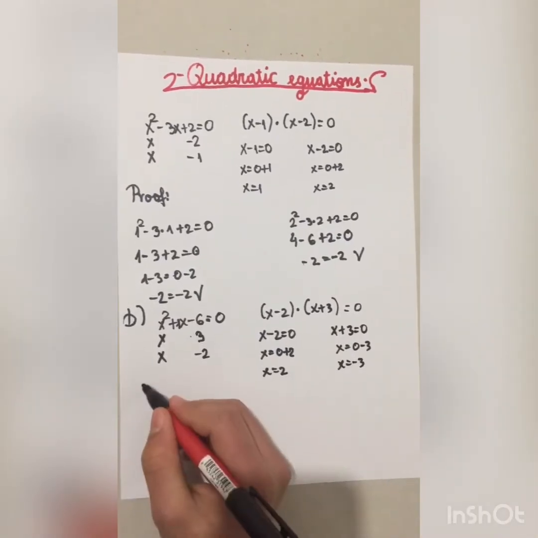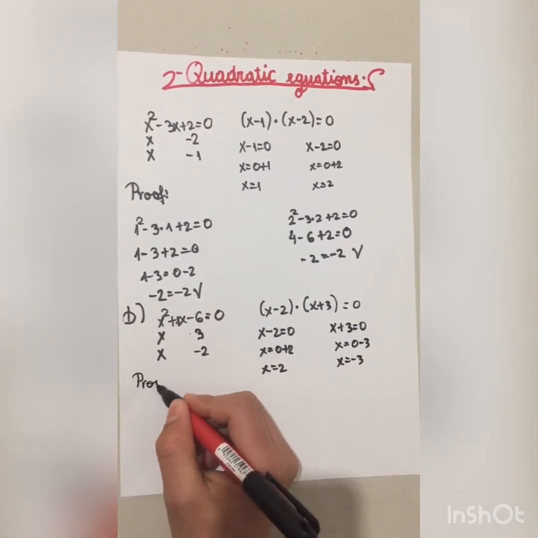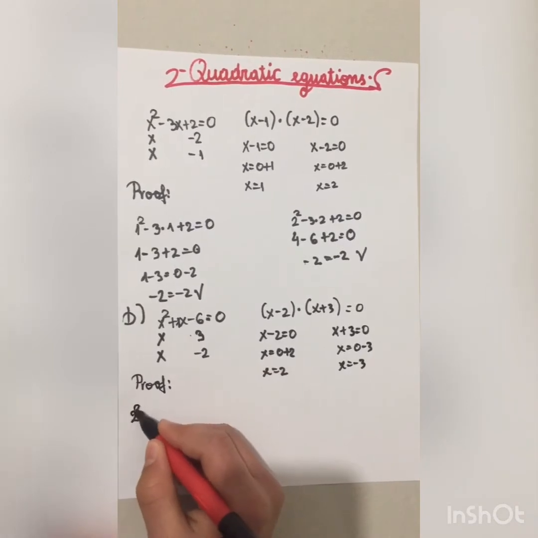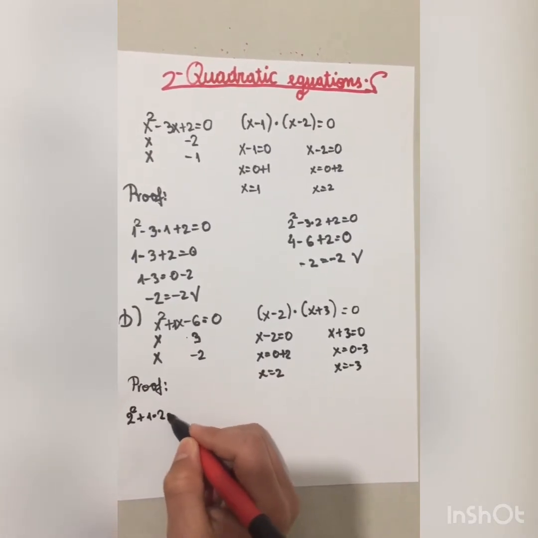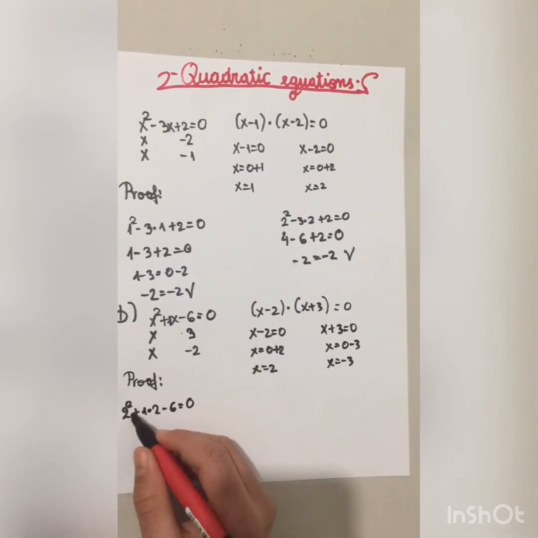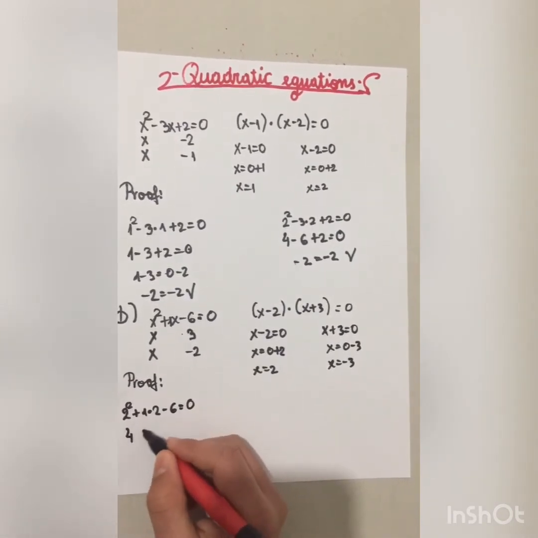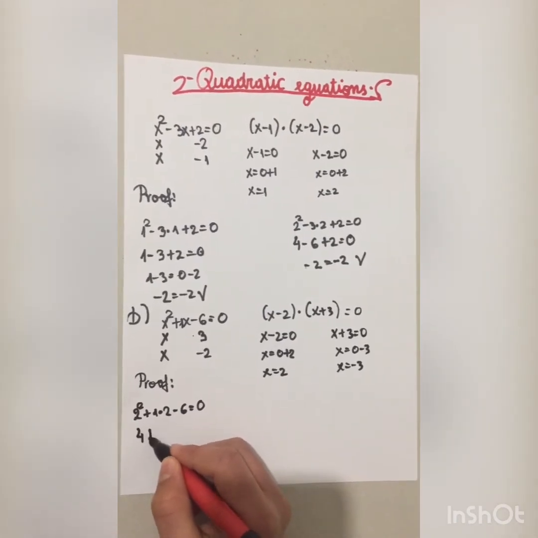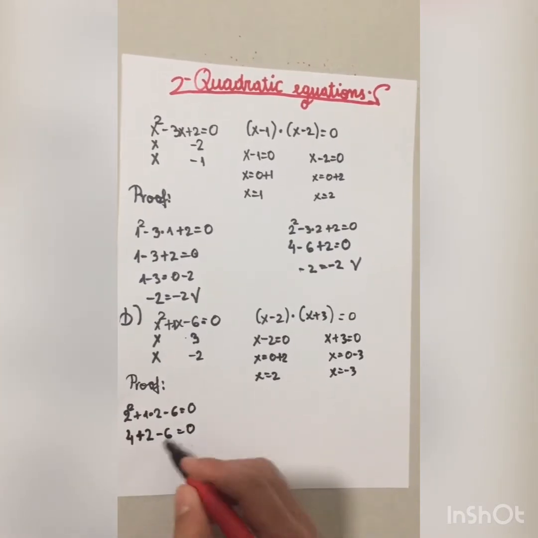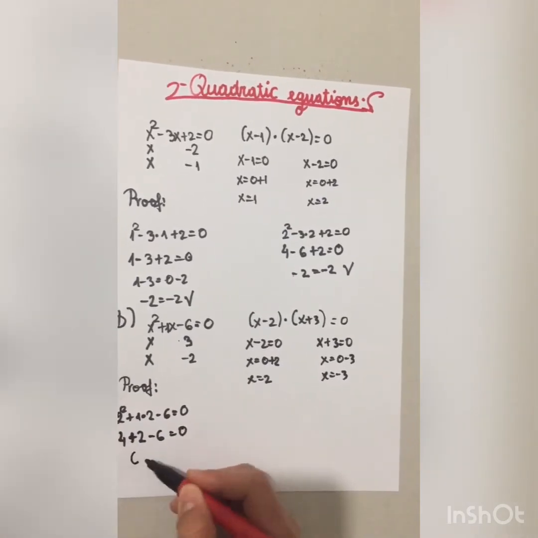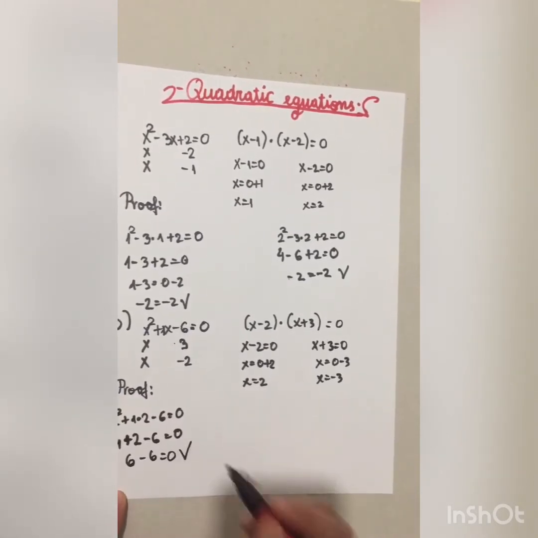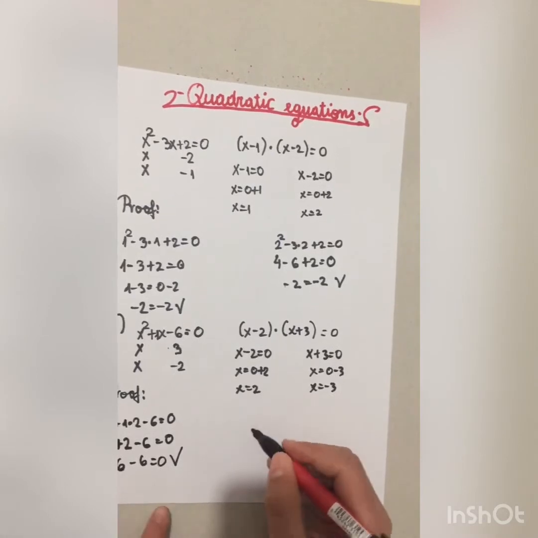Now we can have a proof here too. Instead of x, we are writing 2. 2 squared plus 1 times 2 minus 6 equals 0. 2 squared is 4 plus 1 times 2 is equal to 2 minus 6 equals 0. 4 plus 2 is 6, and 6 minus 6 equals 0. Here we can find the proof with the second x too.